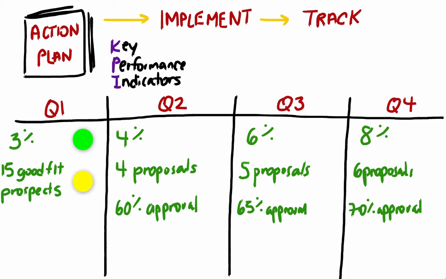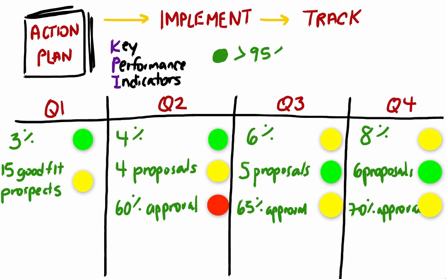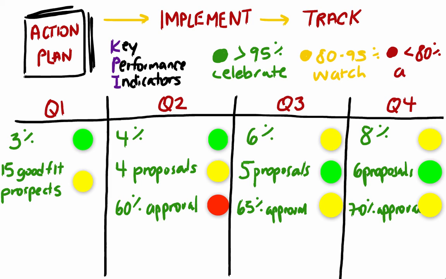I love the simple stoplight format for your dashboard. Green indicates you're at 95% or higher, yellow 80 to 95%, and red means you're under 80%. So at the end of every quarter, you'll fill in the dashboard and you'll quickly see whether it's time to celebrate your achievement, watch how things are going, or if you're in the red, it may be time to act.